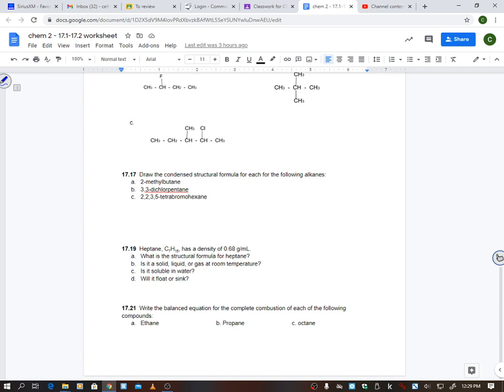17.19 says heptane, C7H16, has a density of 0.68 grams per milliliter. What is the structural formula of heptane? So let's draw this out. It is C7, so 1, 2, 3, 4, 5, 6, 7. I'm doing this to show you where all those hydrogens are.